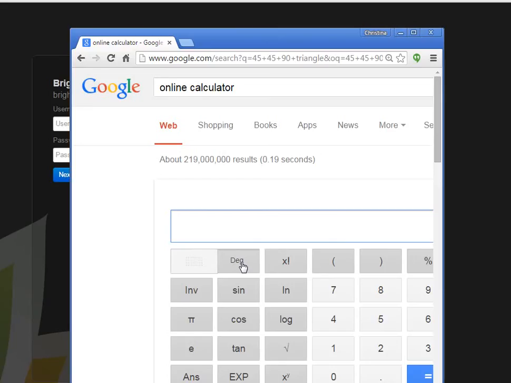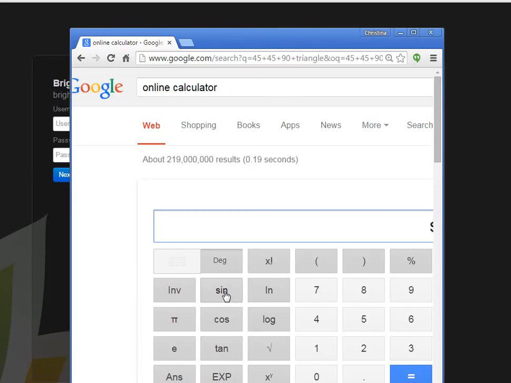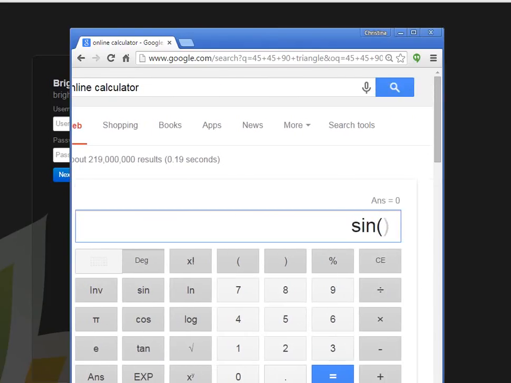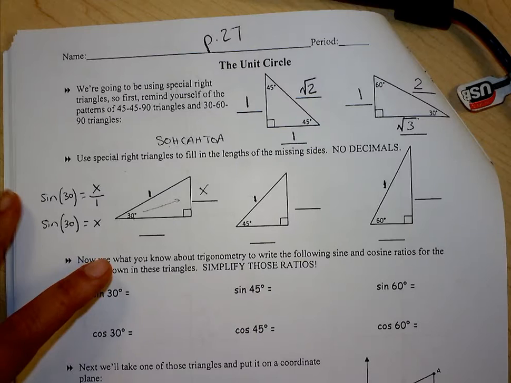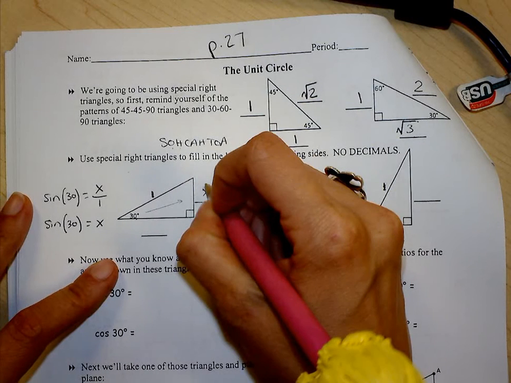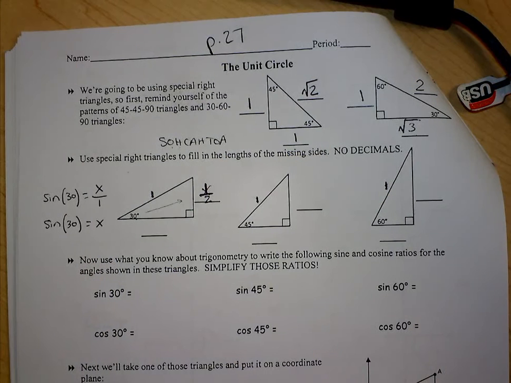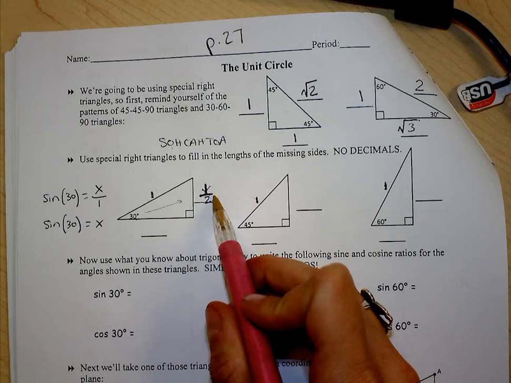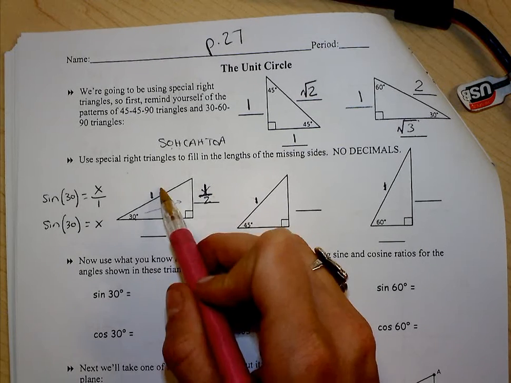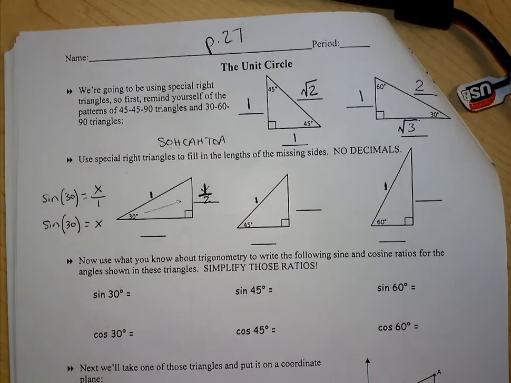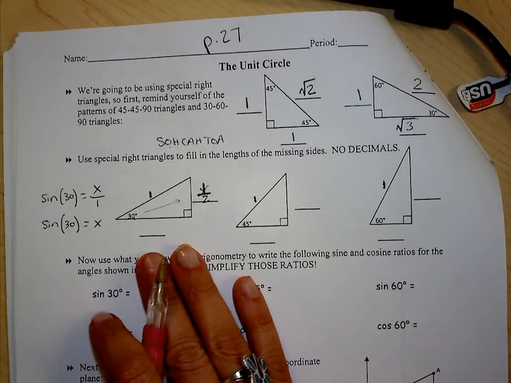As long as we're in degrees mode, I'm going to have sine of 30, close my parentheses, and I get 0.5 or equal to 1/2. So I'm going to have this value is equal to 1/2. Now I can either use Pythagorean theorem, x squared plus y squared is equal to my hypotenuse squared, or I can do my other trig identity.